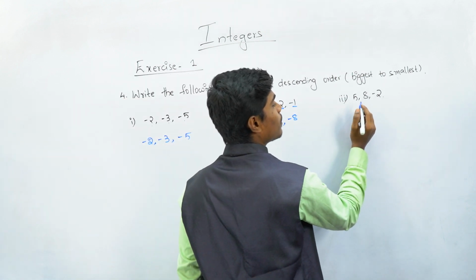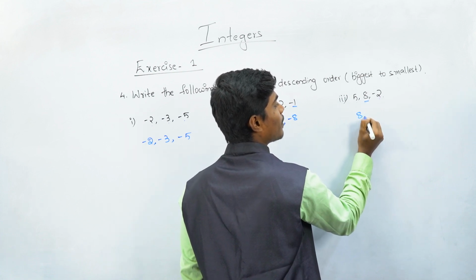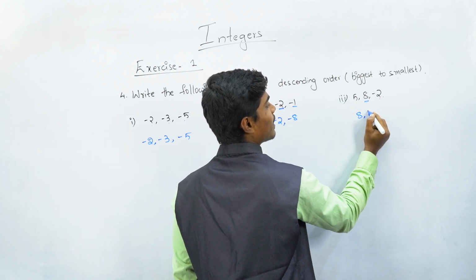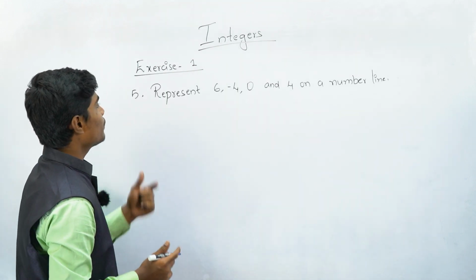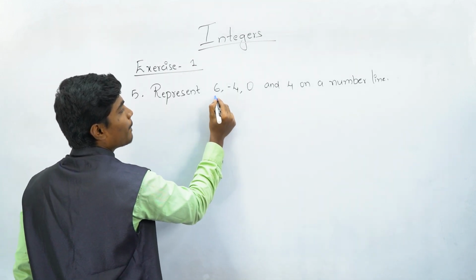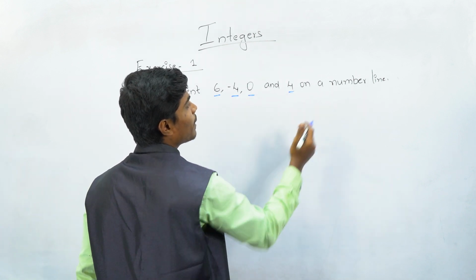Here, 5, 8, 2. 5 is the greatest one. 5 is the second greatest. 5. Next, minus 2.